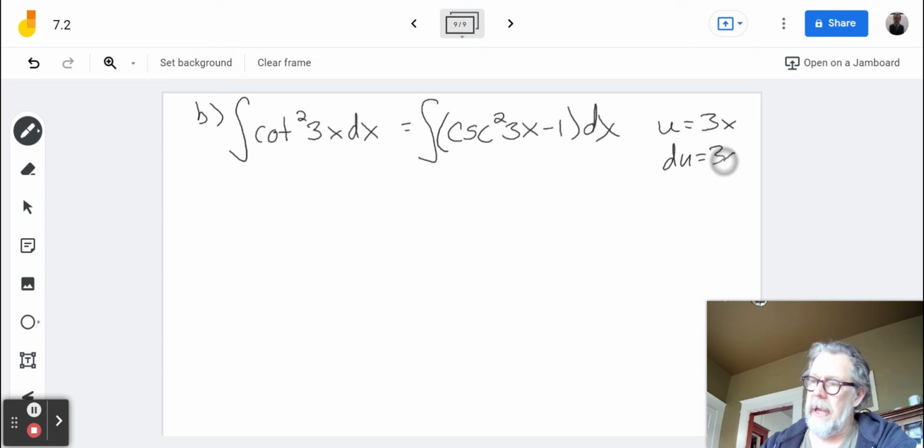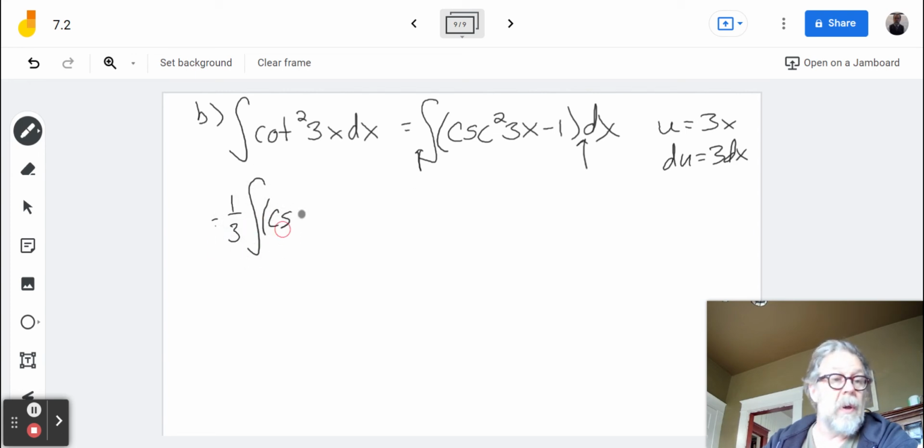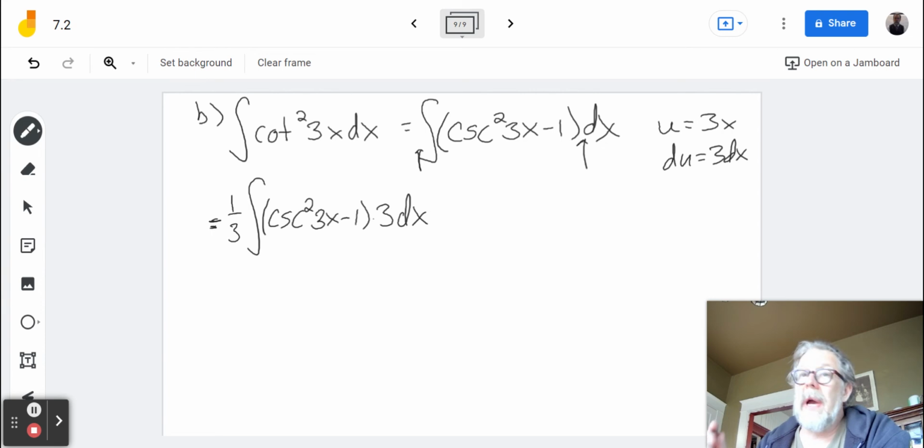du equals 3 dx. We'll shove a 3 in here and a 1/3 out here. So this becomes 1/3 the integral of cosecant squared of 3x minus 1 times 3 dx. And I recommend that you write this out every time for now. If you try to skip steps, you're going to forget something. You're going to mess it up. Write it out. It's tedious. Yes. Do it till you get good at it.